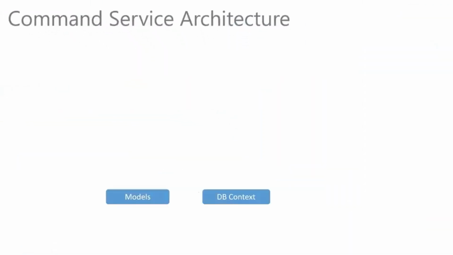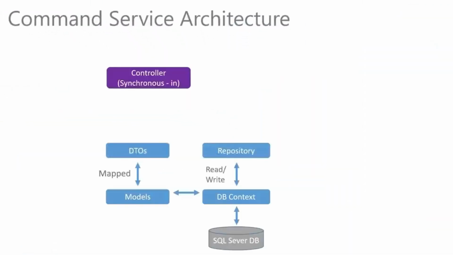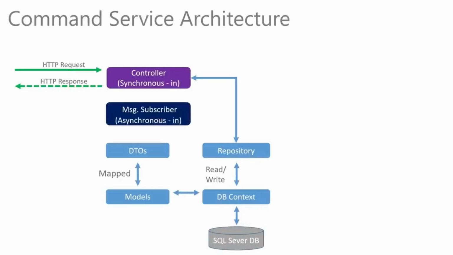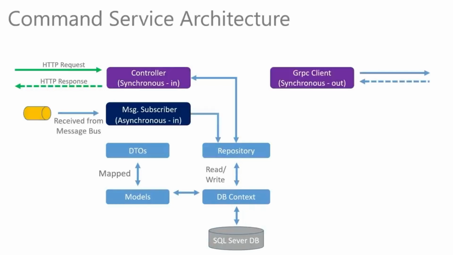So command service architecture, I'll just go through these quickly, it's exactly the same. Again, this is exactly the same. We're going to have a controller, synchronous in, responding to HTTP requests and giving HTTP responses. We're going to have a message subscriber. So this is asynchronous in, so it's going to receive messages from the message bus. And we're going to have a gRPC client, synchronous out. So this command service is going to make requests to our gRPC service in our platform service. And again, the only external interface here really is our Web API controller, our REST API controller.